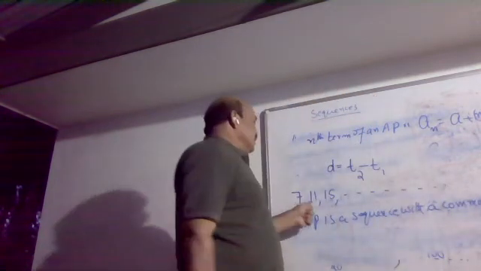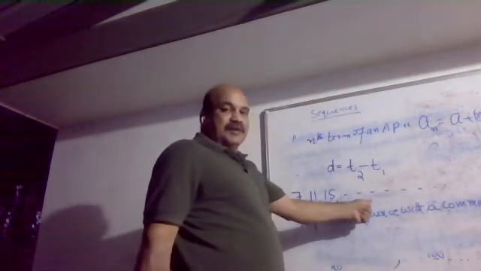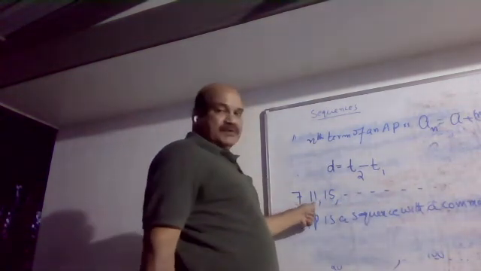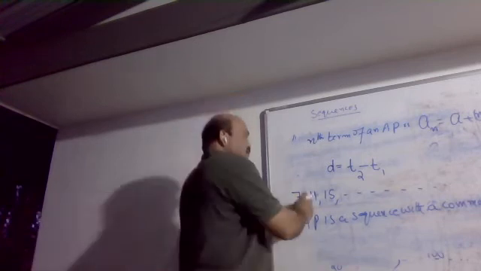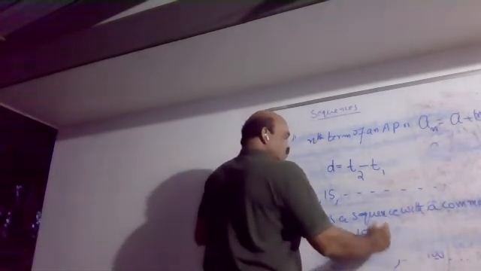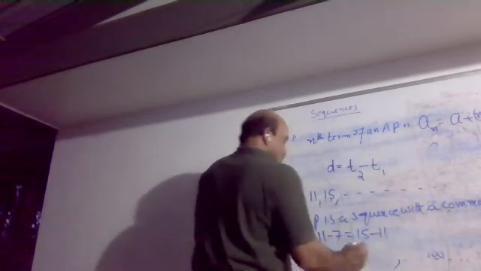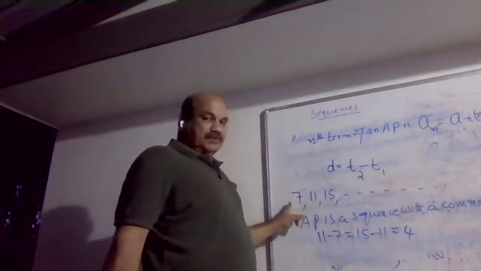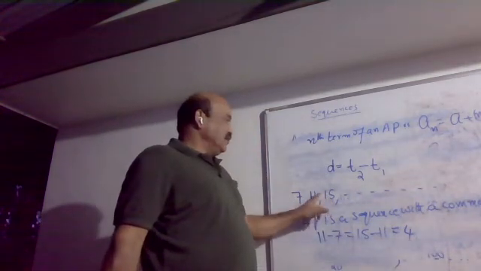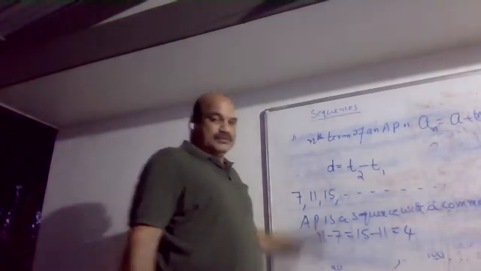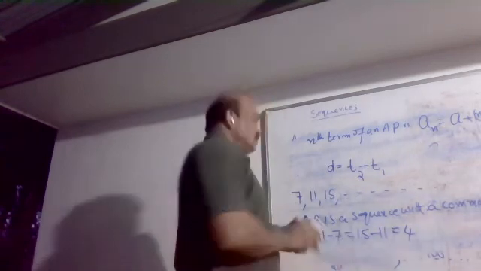Here 7, 11, 15, etc. is an arithmetic sequence because the difference between any two consecutive terms is constant. So 11 minus 7 is the same as 15 minus 11, etc. That is 4. This 4 is the common difference: second term minus first term, or third term minus second term, the difference between any two consecutive terms. That's understood. What is the common difference?